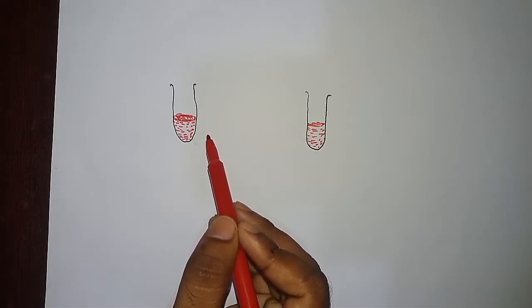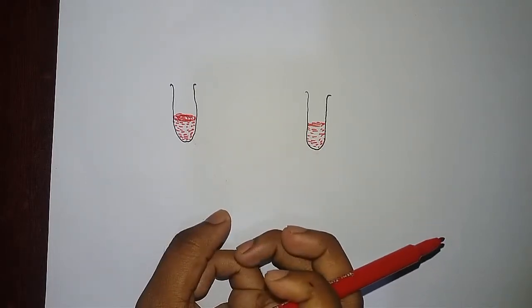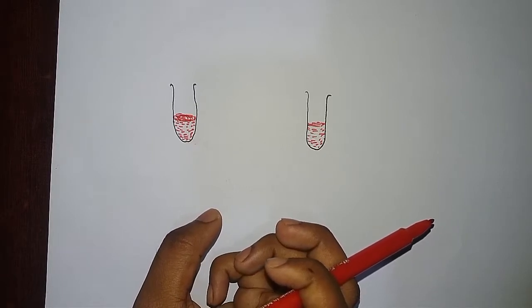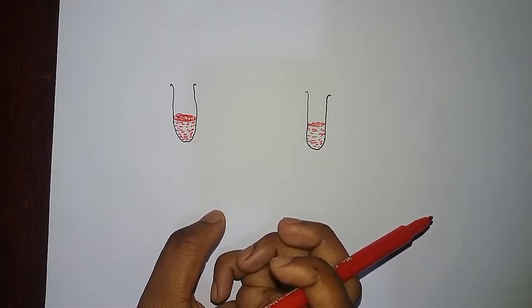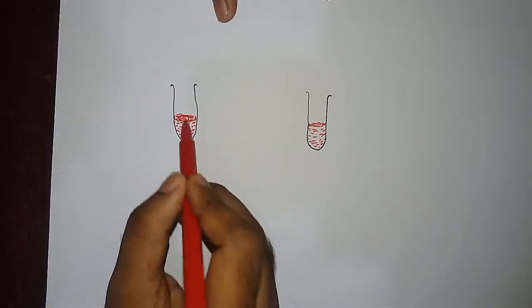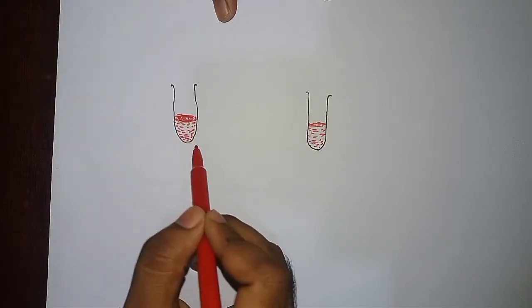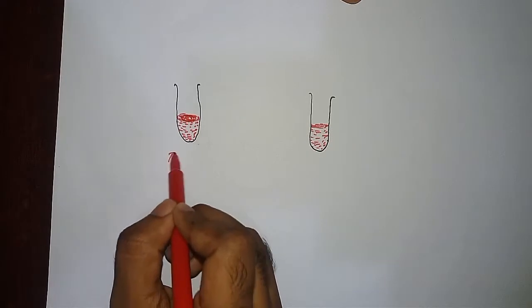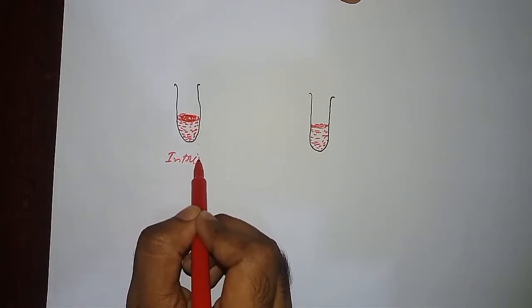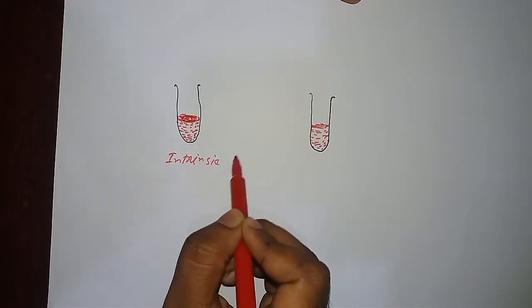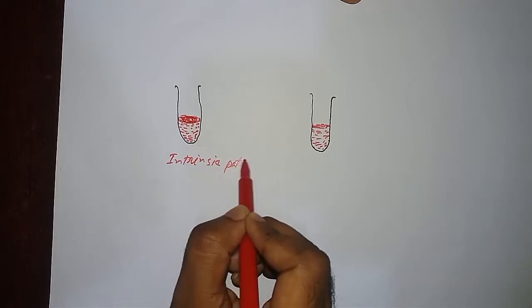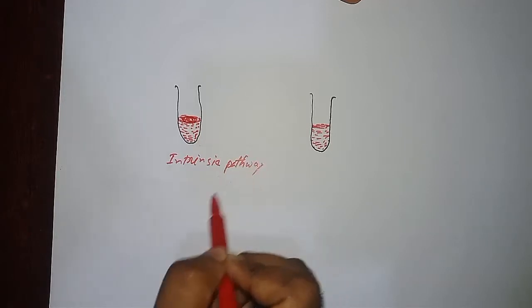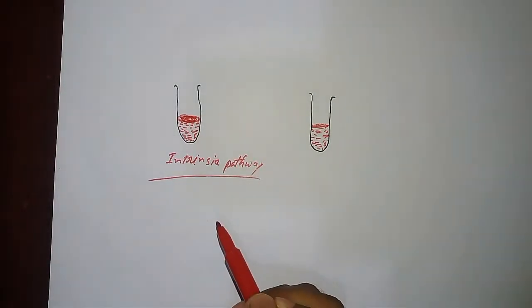So they thought that the blood has some intrinsic capability or some intrinsic factor which causes the formation of a clot, and this formation of clots they called the intrinsic pathway, because the blood forms a clot by itself or by its intrinsic factors. So they call it the intrinsic pathway.